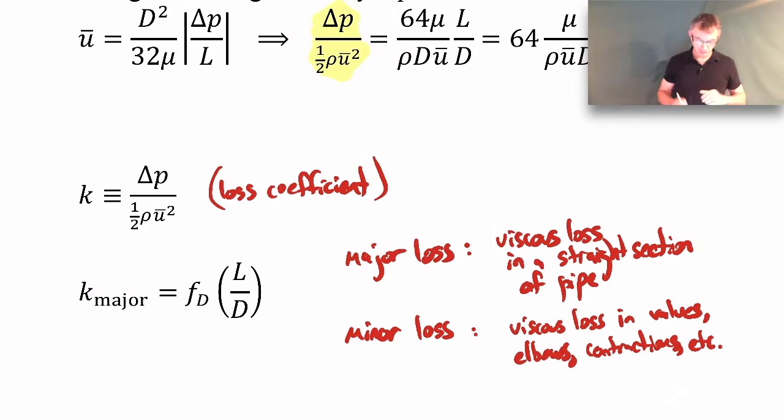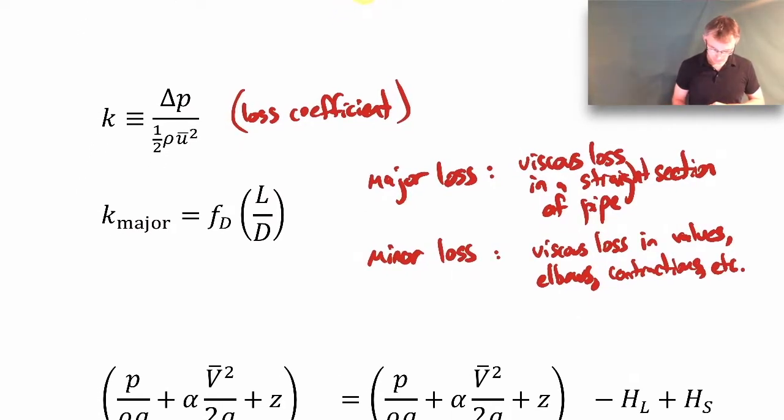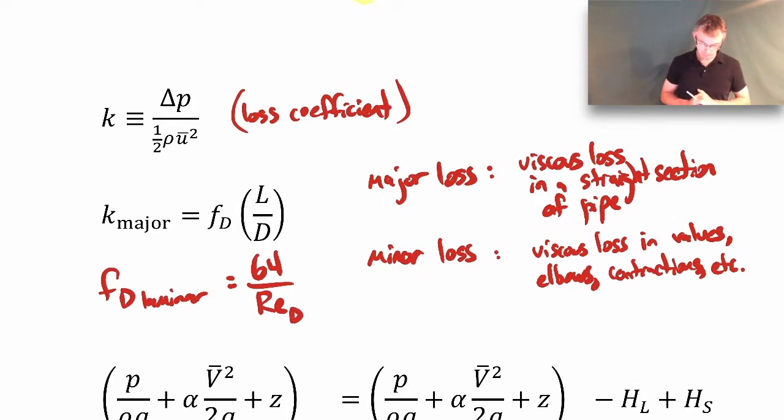Okay, so specifically for these major losses, it's a friction factor times L over D. That's how we express it. And specifically for a laminar flow, let me write it differently. So the friction factor for a laminar flow, we just derived a little bit ago, is just 64 over the Reynolds number. Now, if it's a turbulent flow, it's a different value. So that's really important. Make sure you make a note of that. The friction factor for laminar flow is 64 over the Reynolds number. We just derived that.